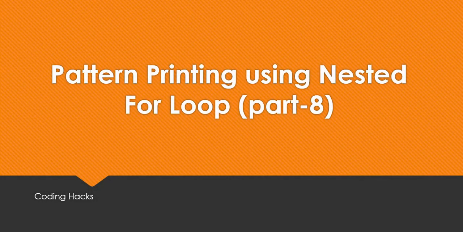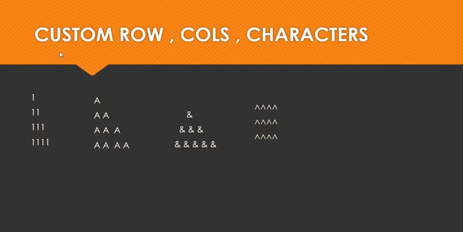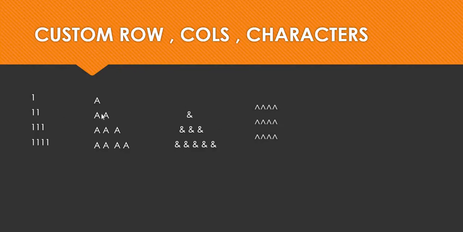Hello friends, this is part 8 of pattern printing using nested for loop. Today we will work on custom rows, custom columns and characters. We are not going to print statics, we will print the pattern according to the character entered by the user. The character can be any character or any integer.